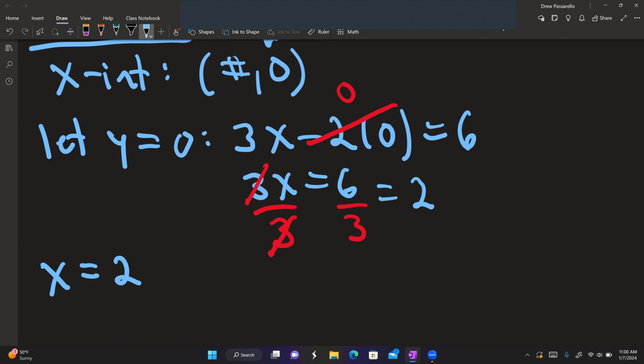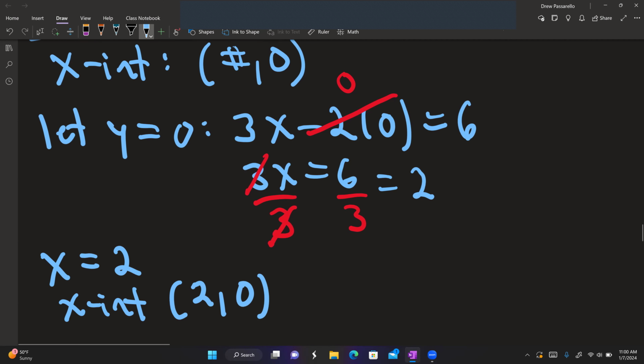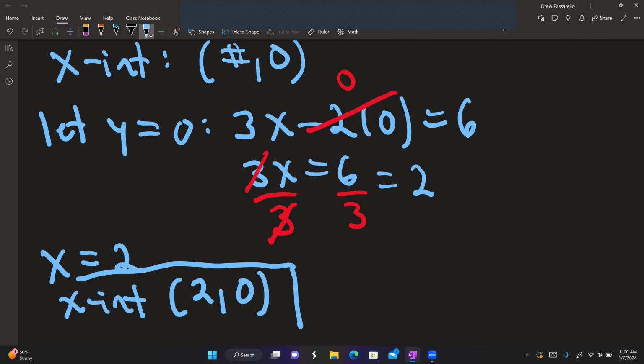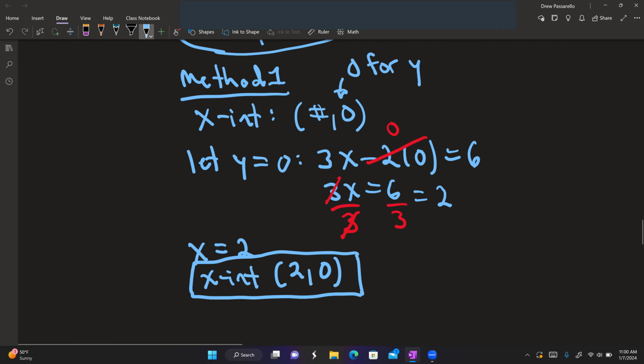That tells me the x-intercept. The x value for the x-intercept is 2. So that tells me the x-intercept is 2, 0. I'm going to box that. That's one of the points I'm going to use to plot the line.